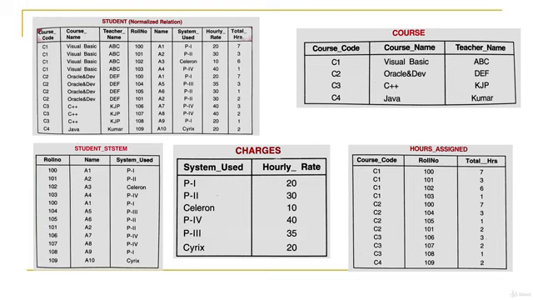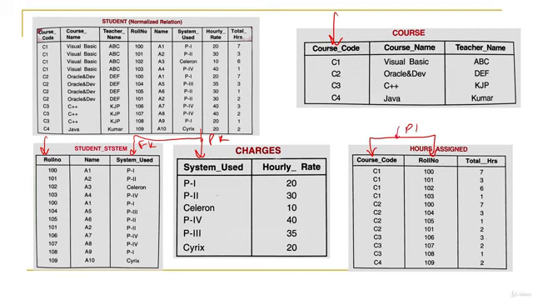And you can clearly see that in course, this is the primary key. In student system, roll number is the primary key. In charges, system used is the primary key, while in hours assigned, the course code and roll number combination is the primary key. We have three foreign keys in this table. System used is the foreign key, which refers to the primary key of the charges table for its validation.